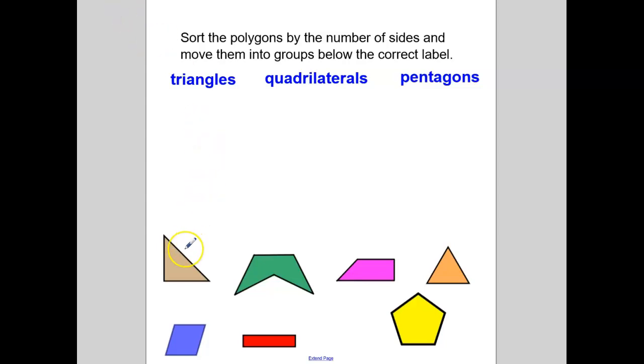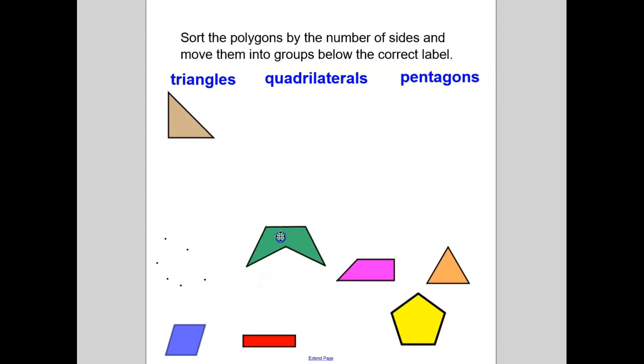So, okay, let's start with this shape right here. So I know this shape has 1, 2, 3 sides because a side is a line segment with 2 endpoints. And it changes direction right here and right here. So I know there's 3 sides. Now let's count the angles. Okay, here's one corner where the two sides come together. Here's another and a third. So this shape has 3 sides and 3 angles. What's the name of a shape with 3 sides and 3 angles, boys and girls? You're right. It's a triangle.